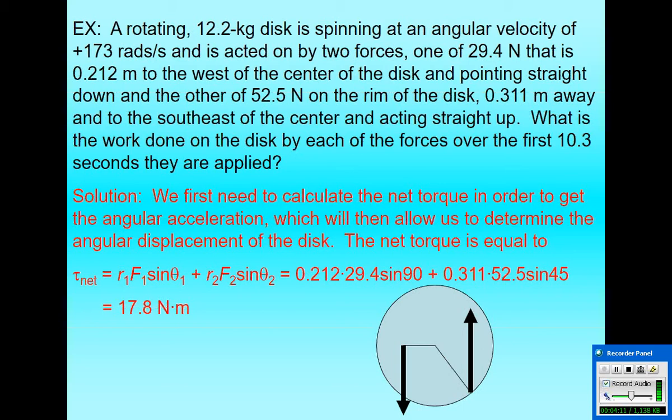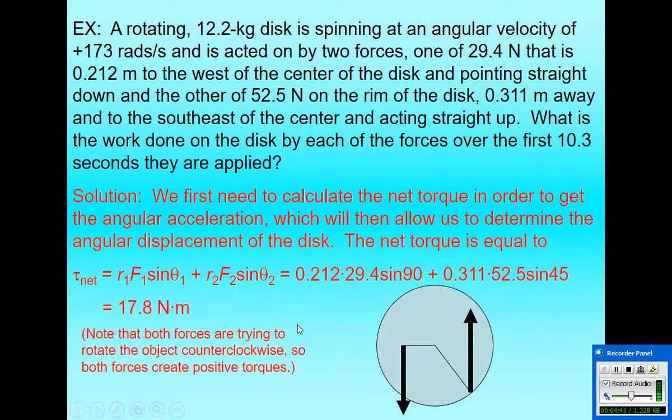Each one can be determined as r, the distance from the axis of rotation to where the force is acting, times f, the magnitude of the force, times the sine of theta, where theta is the angle between r and f. For force 1 on the left, the angle is 90 degrees, but for force 2 on the right, the angle is 45 degrees. We plug in the other numbers for r and f as given in the problem, and we get that the magnitude of the net torque is 17.8 newtons times meters.